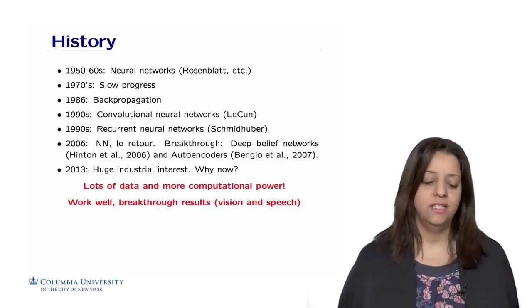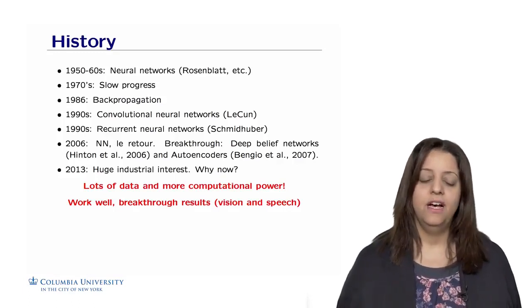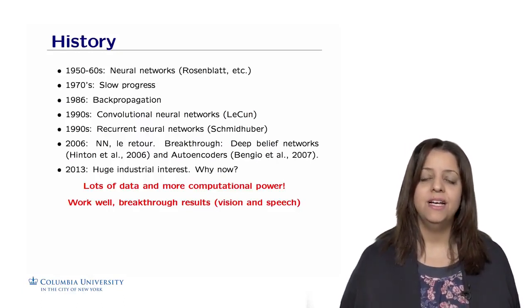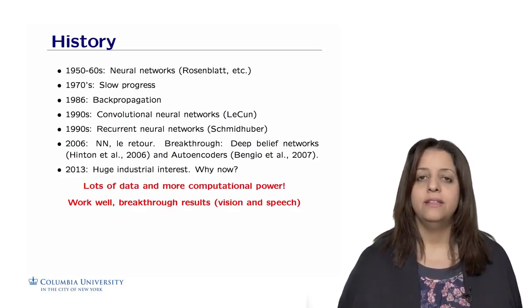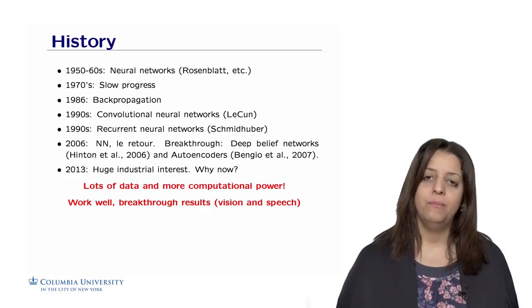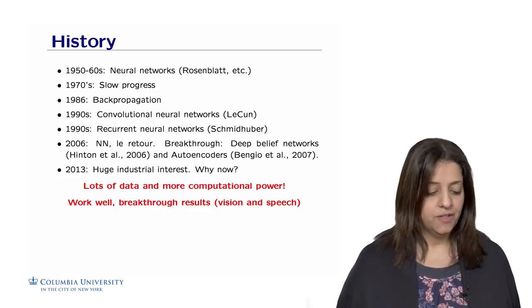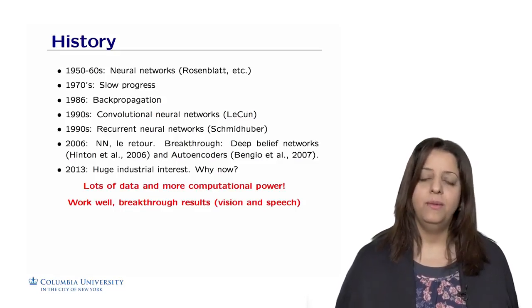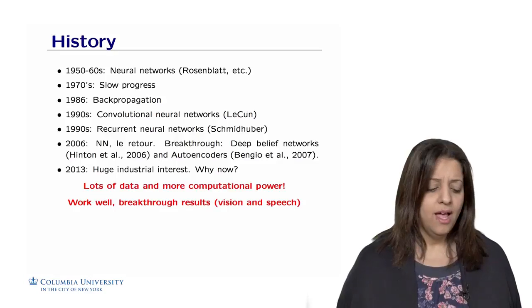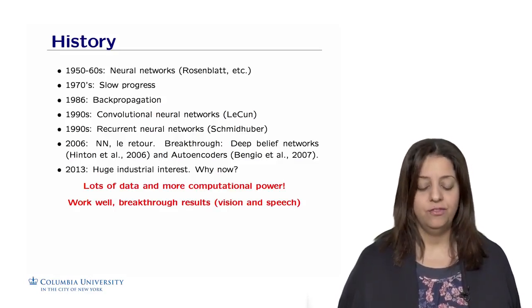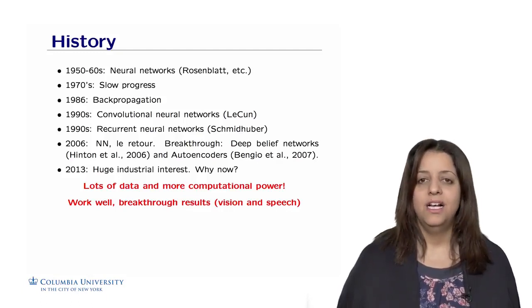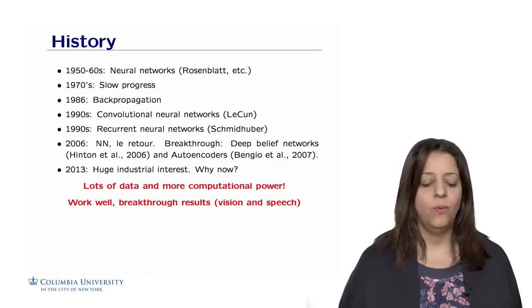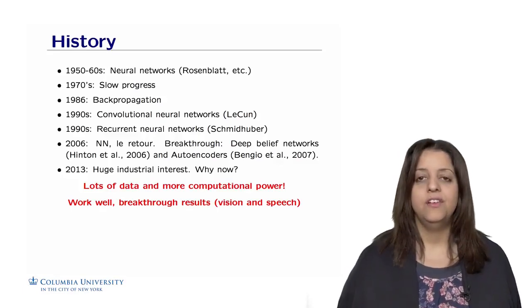Starting in 2006, neural networks are definitely back with several breakthroughs. Deep belief networks and autoencoders were invented, where we could not only use neural networks for supervised and unsupervised data, but also encode in different intermediary layers and train backpropagation on pairs of layers in a larger network. In 2013, we witnessed huge industrial interest from companies such as Facebook, IBM, Google, and Amazon. So why now? Because there is a lot of data out there, and also we have today enough computational power to train neural networks that have several layers and several units in each layer. And it also turned out to work really well, and we witnessed breakthrough results in vision and speech.